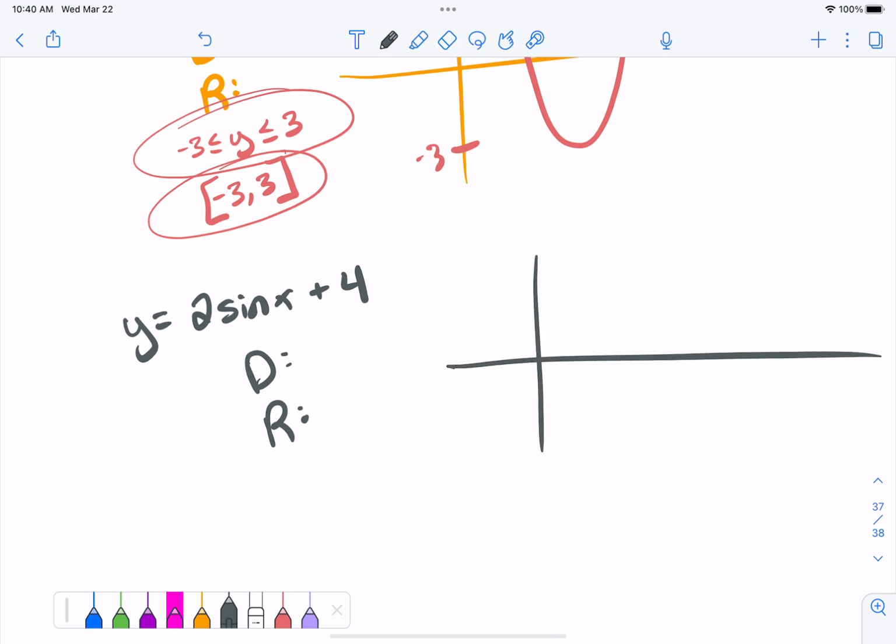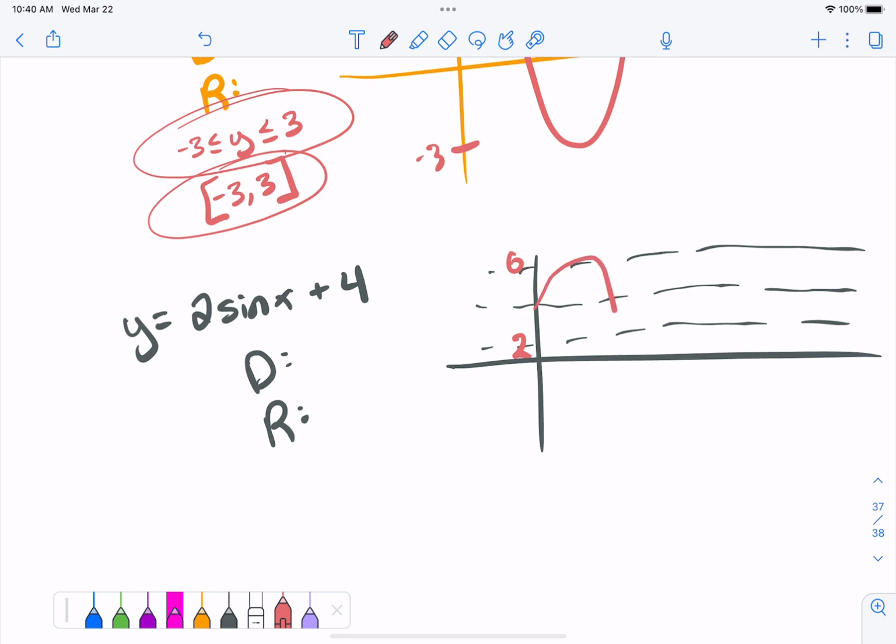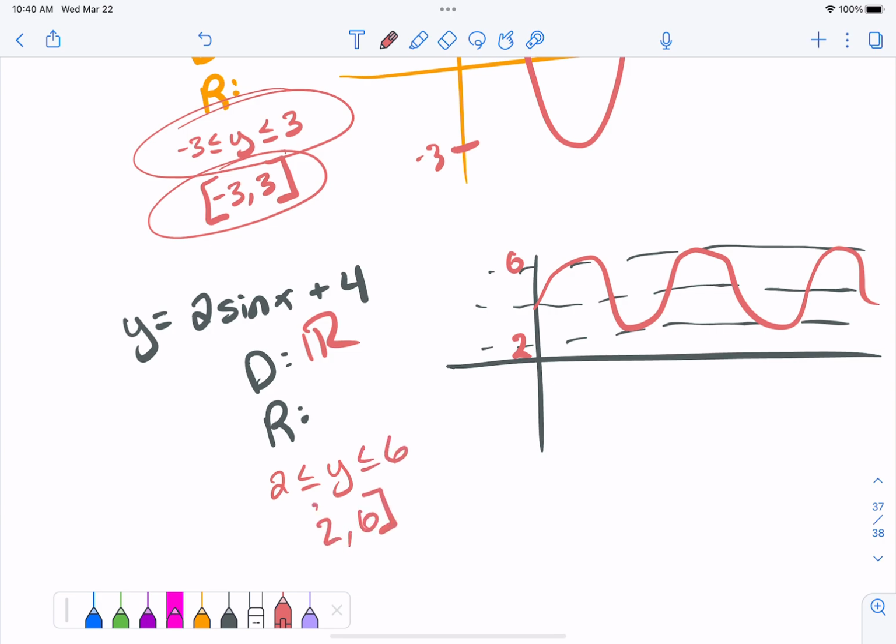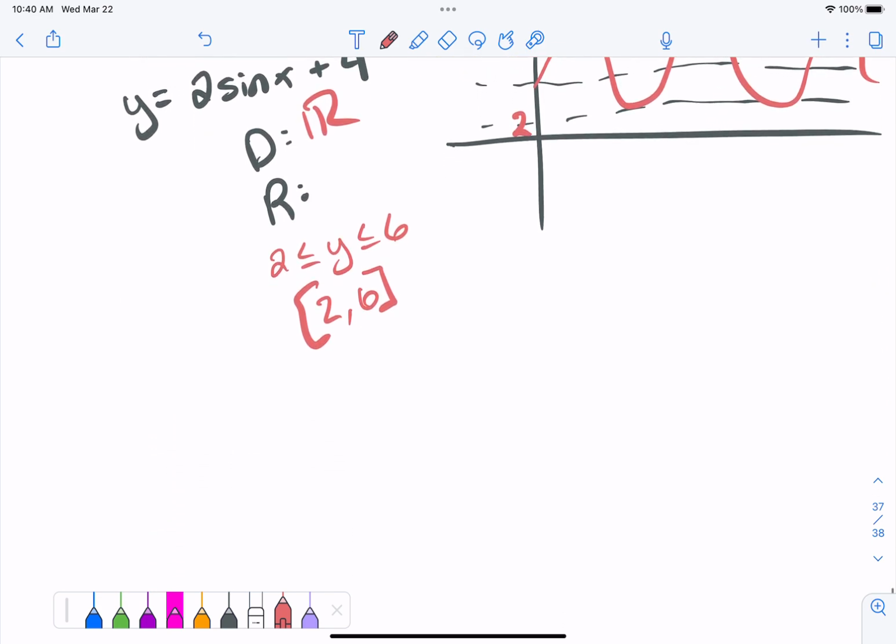The +4 moves him up 4, right? So we're starting at 4, and then from there we're going up 2 more and down 2 more. So where's he bouncing between? 2 and 6, right? And he's doing this all the way through. Domain is still all reals, but range is going to bounce just between 2 and 6. So you can either write 2 less than or equal to y less than or equal to 6, or 2 comma 6 with brackets, right? It has to have brackets. Okay? Alright, you do that.